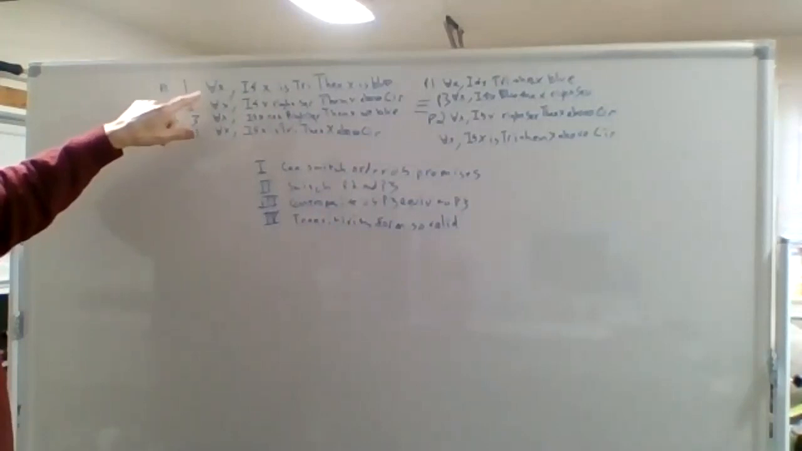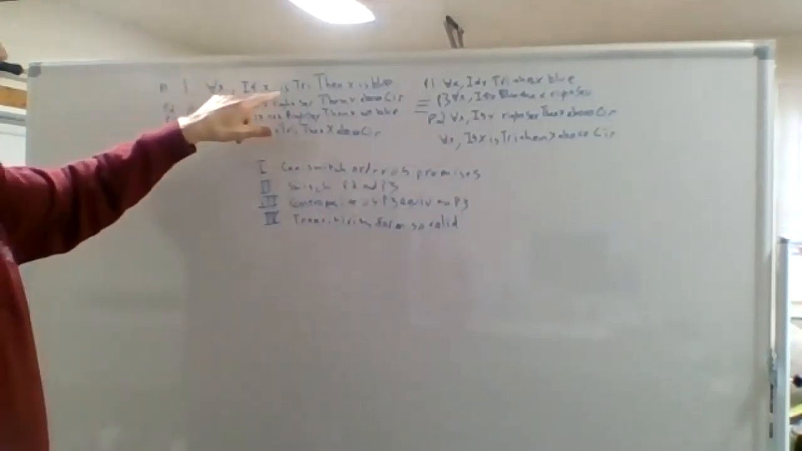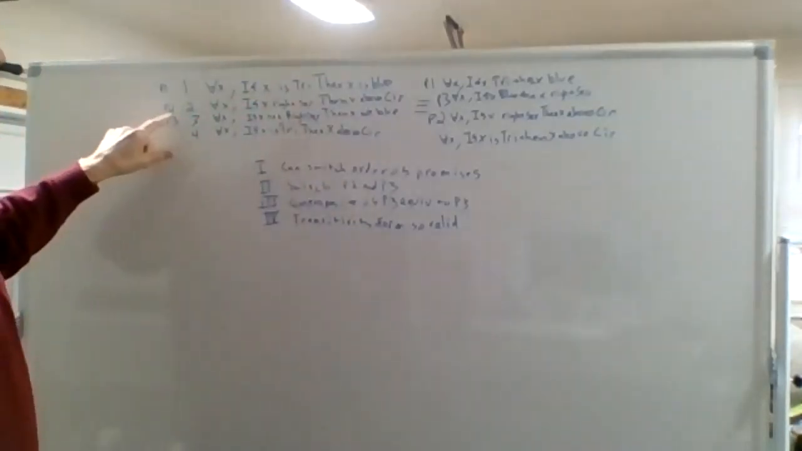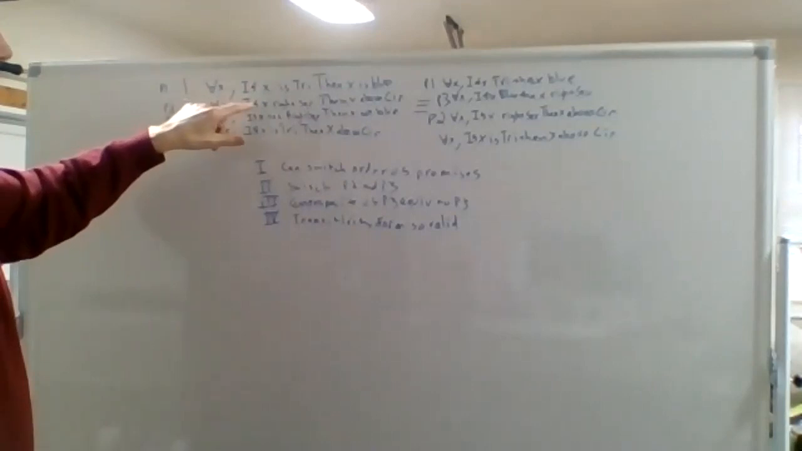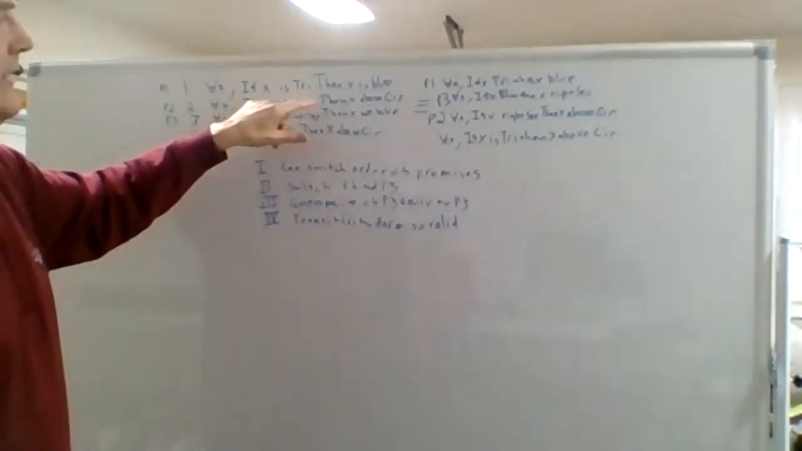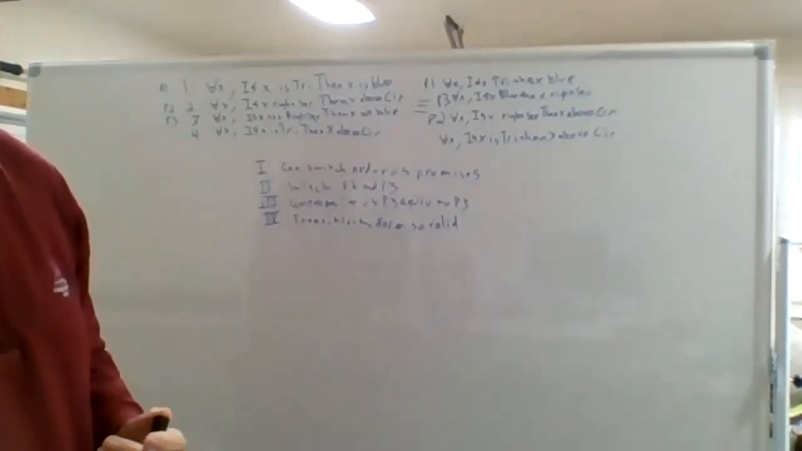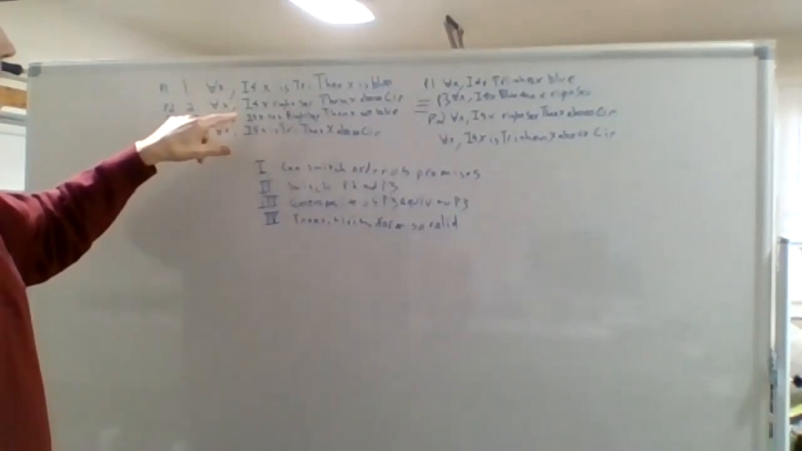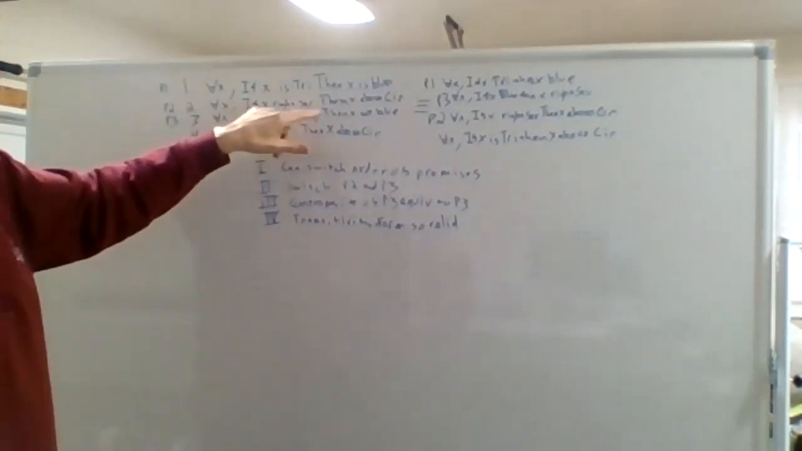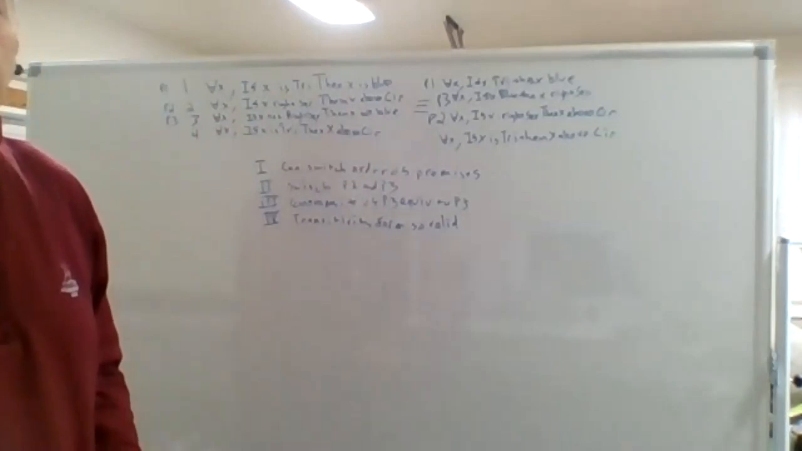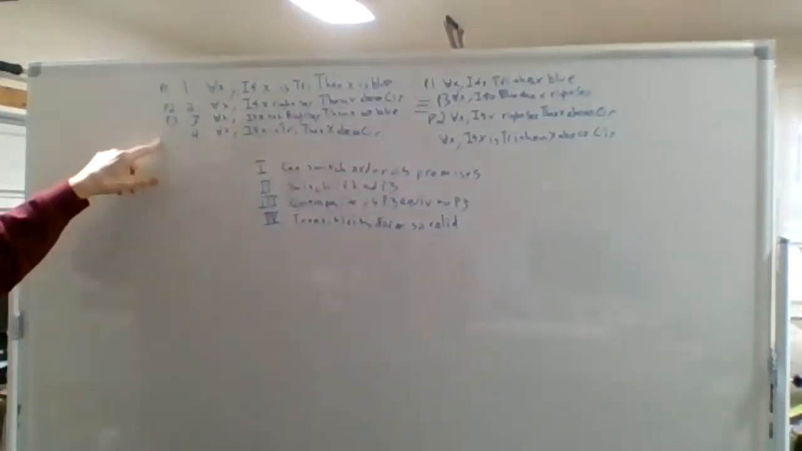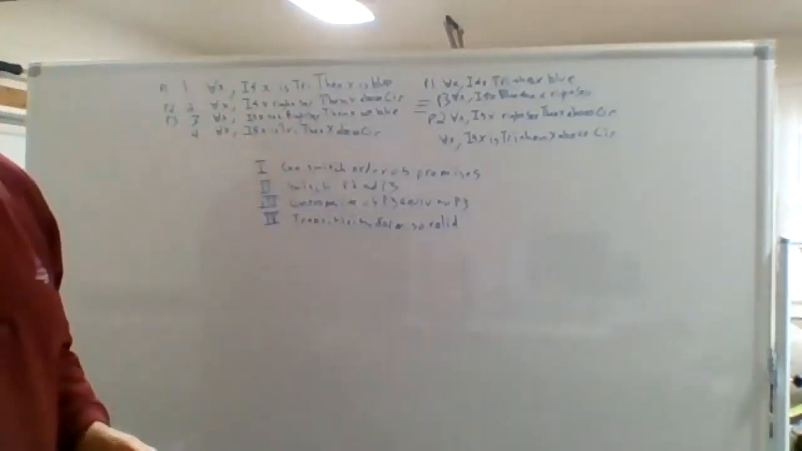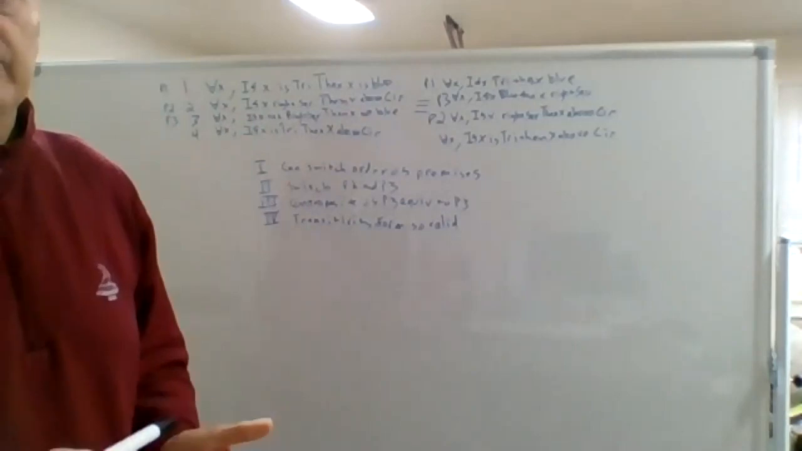Premise one is that for all x, if x is a triangle, then x is blue. The second premise is that for all x, if x is right of the squares, then x is above circles. Then the third premise is for all x, if x is not to the right of the squares, then x is not blue. And from that, we have our conclusion, and that is for all x, if x is a triangle, then x is above the circle.